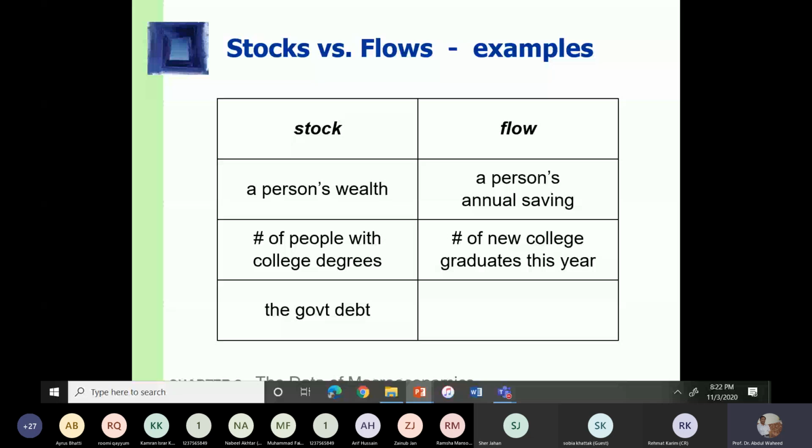Whenever we have government debt, debt is a stock, no? We have a stock of external debt. It is the same as a person's wealth and a person's saving. So whenever you have debt, this is a stock. Now your stock of debt will increase if there is a borrowing, and you will borrow when there is a deficit. If there is a budget deficit, the government needs to borrow, and when you are borrowing, it will add to your debt.